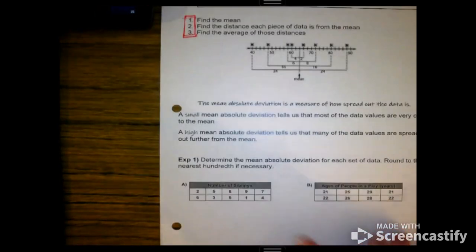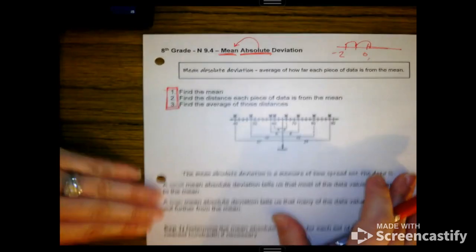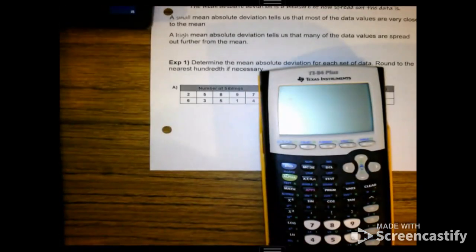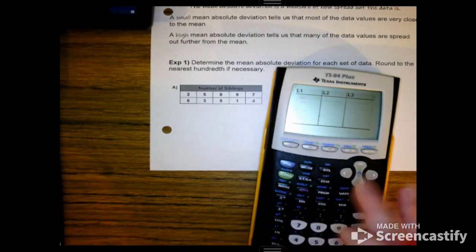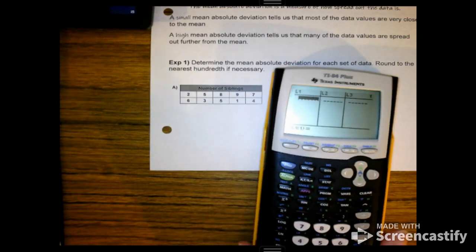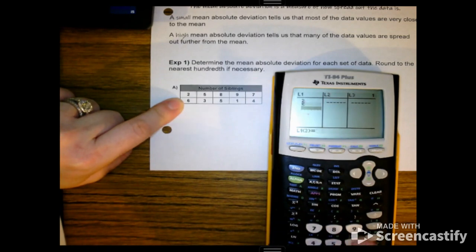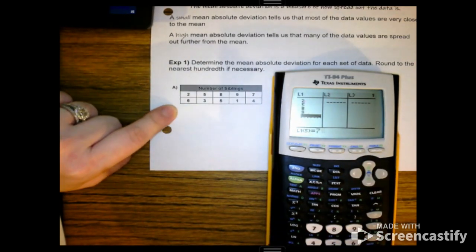So this first example gives me a set of numbers. It's a normal data set. It says find the mean. How do I find the mean of a set of numbers? Can't we use our calculator now that we know how to use it? Okay, you go to Stat, Edit. We're going to put our numbers in L1. So I'm going to hit 2, 5, 8, 9, 7, 6, 3, 1, 4.